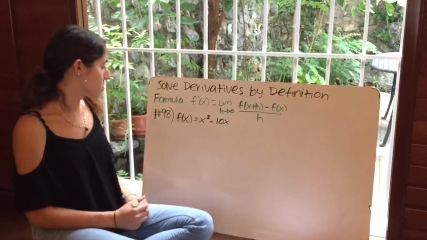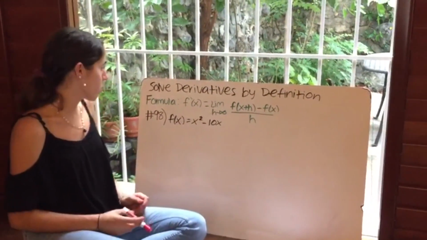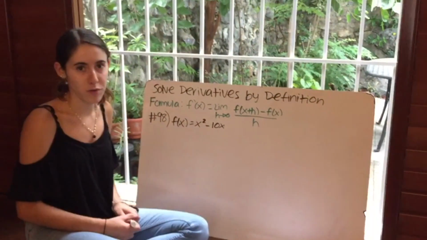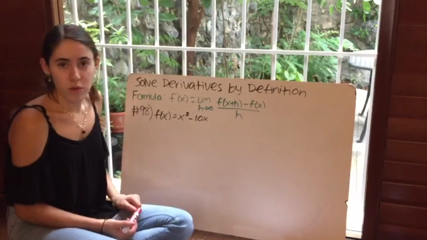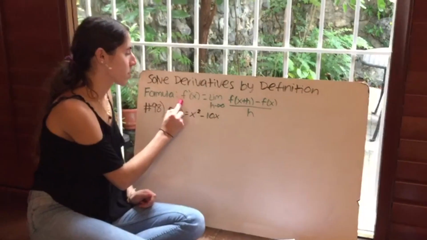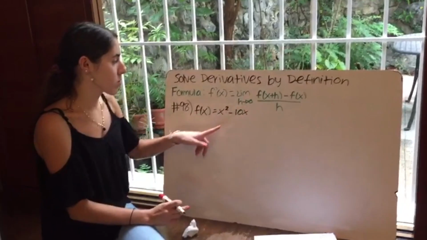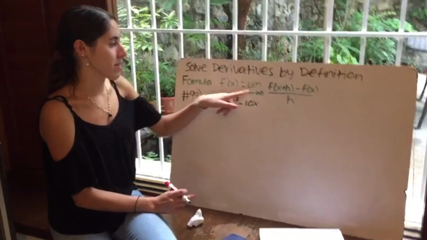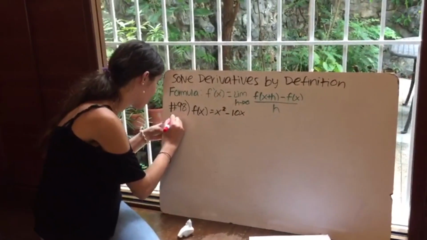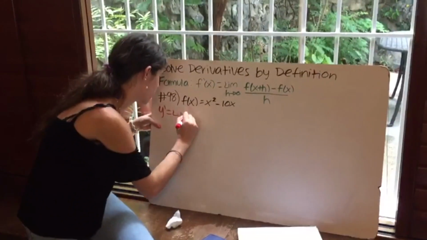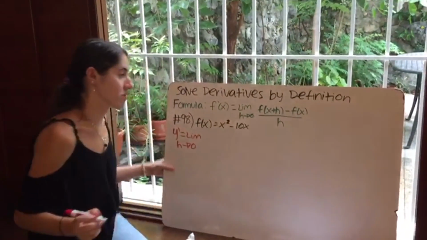Open your lab and go to problem 98, where we're going to solve the derivatives by using the definition. So remember the formula. We have it here. Don't forget. We're going to use the formula to place x in here. So don't forget to write your notation so that we can start.